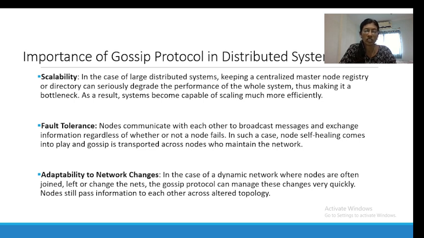Adaptability to network changes. In the case of a dynamic network, where nodes often join, leave, or change the network, the gossip protocol can manage these changes very quickly. Nodes still pass information to each other across the altered topology.